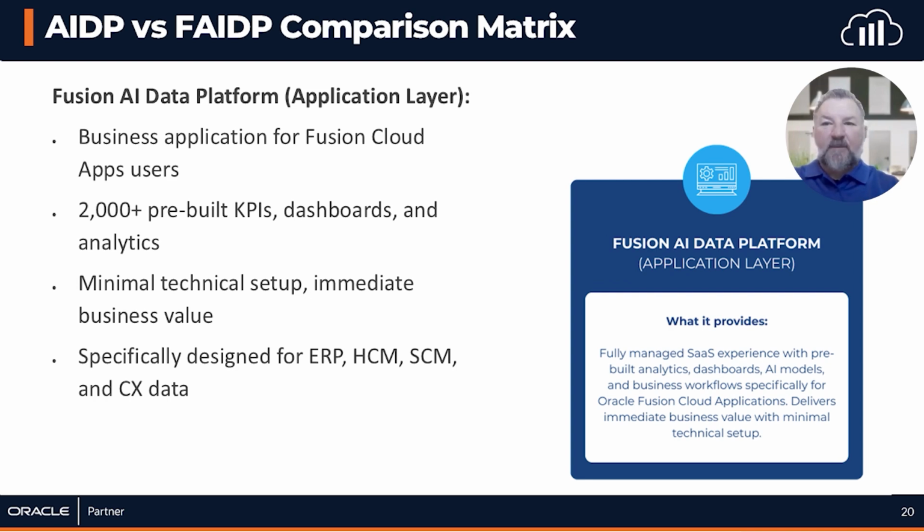So with Fusion AI Data Platform being pre-built for Fusion, it's got 2,000 pre-built KPIs and dashboards and analytics. It requires minimal technical setup and provides you immediate business value. Again, not to be overlooked, there's a lot of setup and configuration. There's a lot of data validation, bringing your data into the application, that has to be done between your ERP or whatever system you're connecting with the Fusion AI Data Platform.